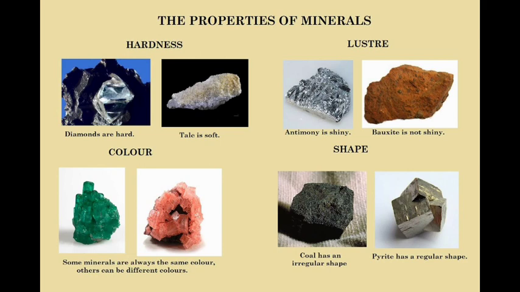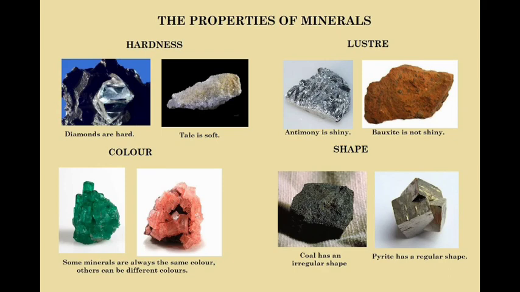So first we'll start with the hardness of a mineral. Now the hardness of a mineral is measured from 1 to 10. If it is 10, it is one of the hardest minerals, like diamond, which is one of the hardest minerals. Similarly, for the softest, if it is 1, then it is the softest mineral, which is talc.